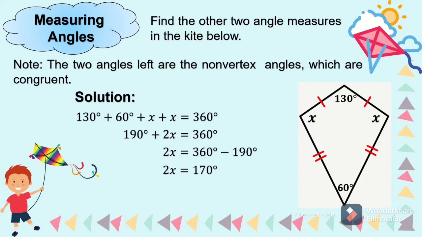Subtracting that, we have 2x is equal to 170 degrees. Divide both sides by 2 to eliminate the 2 in 2x. We get x is equal to 85 degrees. So both non-vertex angles are 85 degrees.